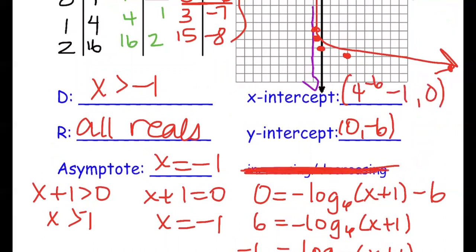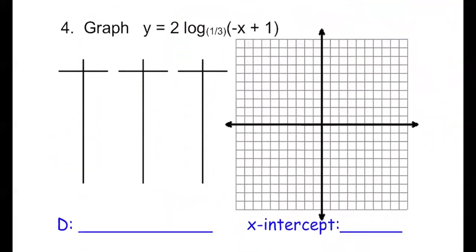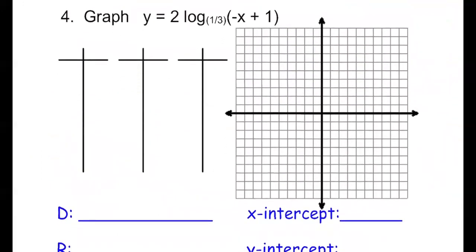I'm not going to worry about increasing, decreasing on that because it does get confusing. All right. Here's the most complicated one that I want you to kind of see.